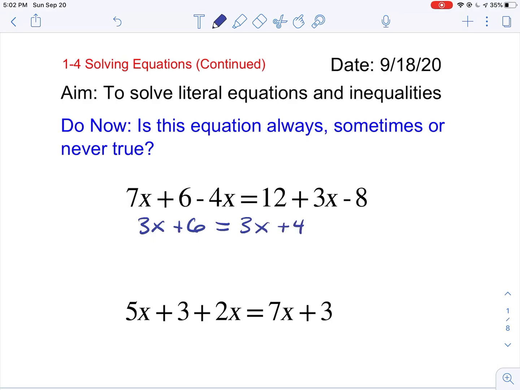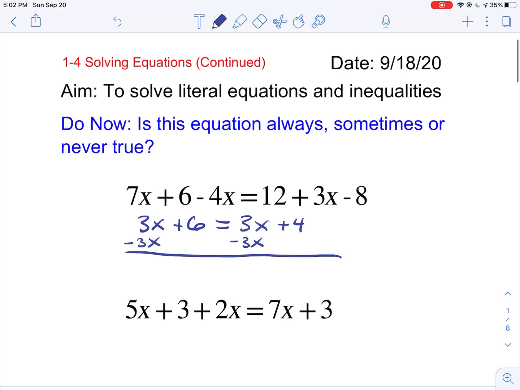Okay, so now when I go to combine my like terms or move my x's to the same side, both of my x's will cancel, right? 3x minus 3x end up canceling. And I end up with something like 6 is equal to 4. So think about that. Can 6 ever be equal to 4? No, it's a false statement.